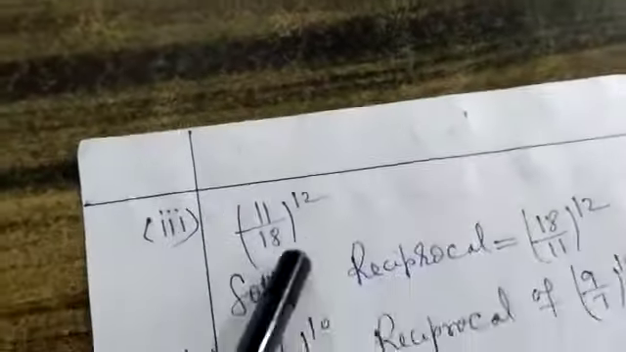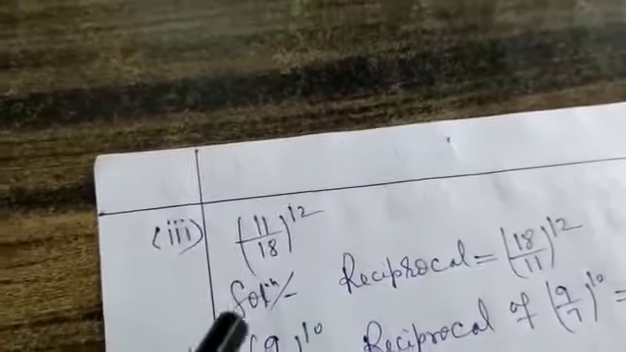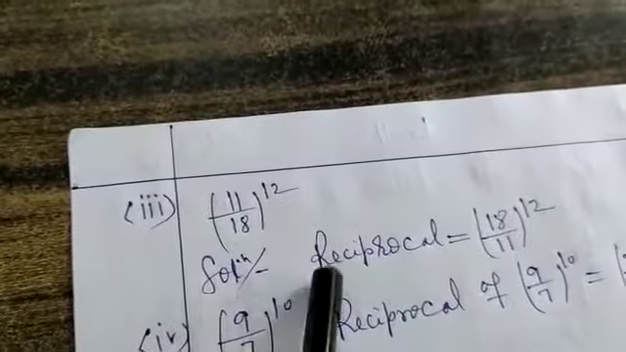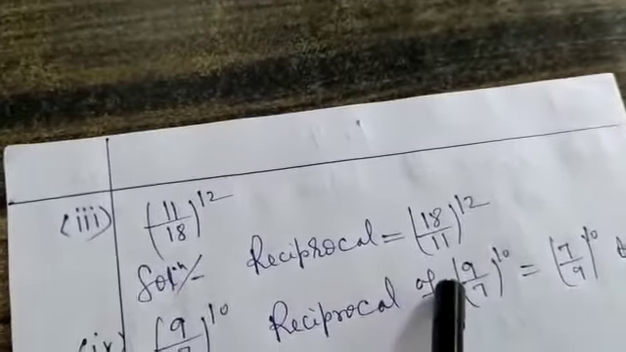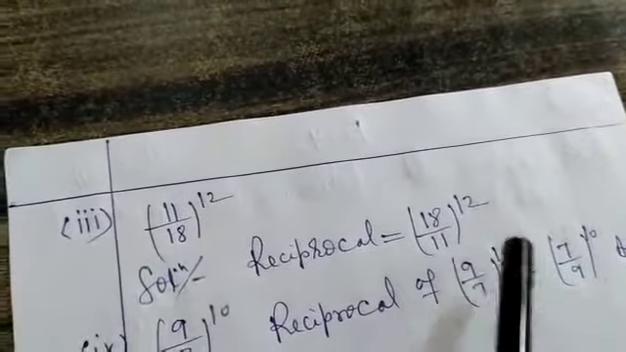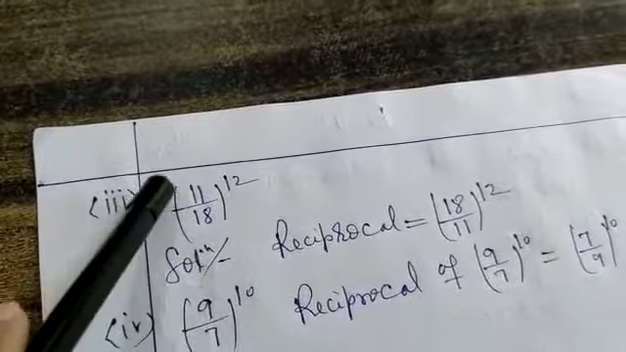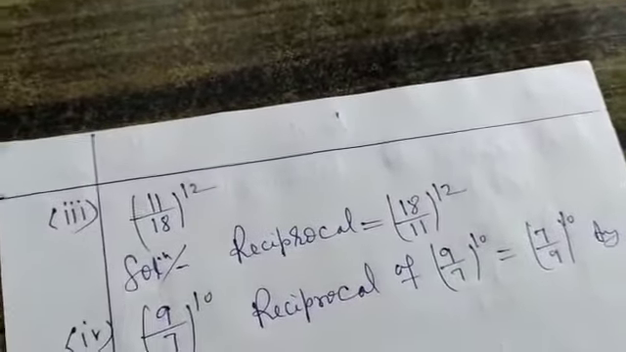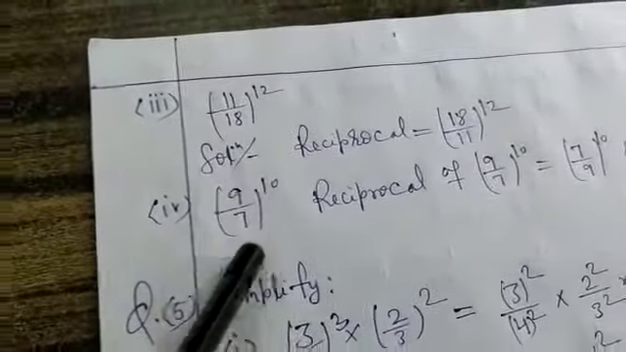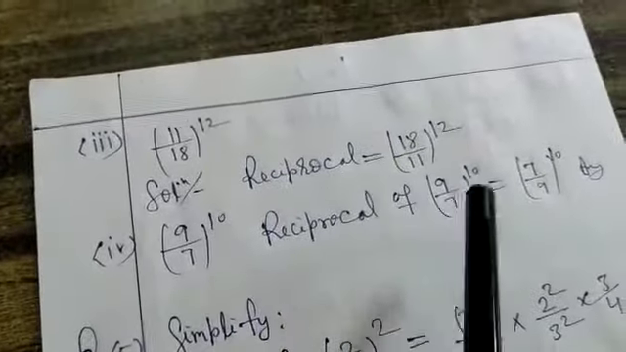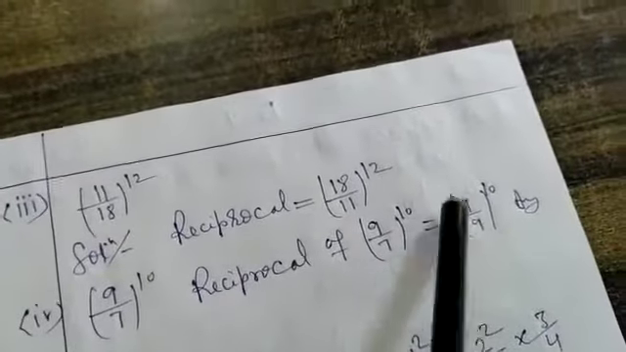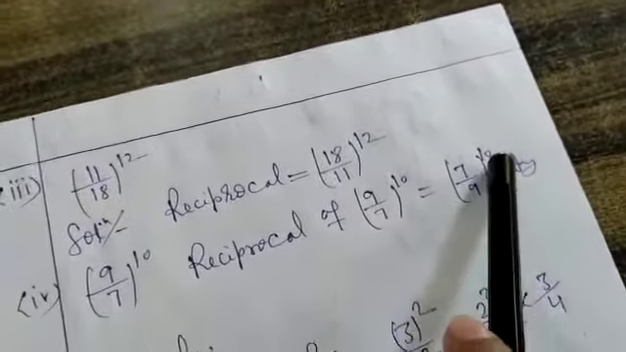Question number 3 of 4, 11 by 18 to the power 12. So in the solution, the reciprocal is equal to 18 by 11 to the power 12. Just opposite of that, its numerator becomes denominator, denominator becomes numerator. So 18 by 11 to the power 12. In 4, 9 by 7 to the power 10. The reciprocal of 9 by 7 to the power 10 is equal to 7 by 9 to the power 10.